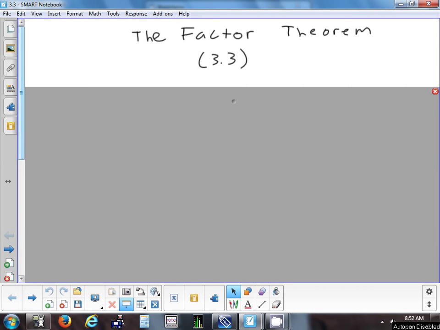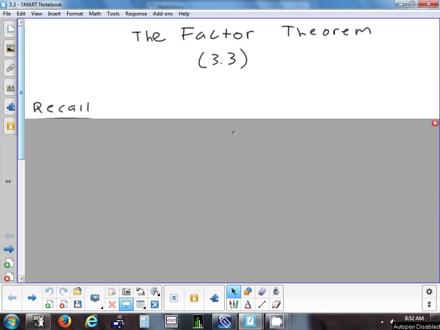So today we're going to take a look at 3.3, which is the factor theorem. There's a couple other theorems that tie in with it we'll learn as we go.